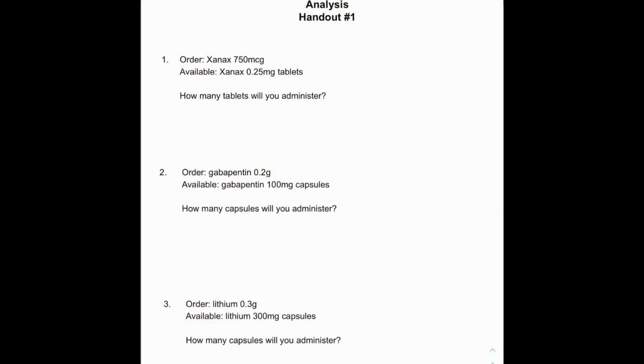Hey everybody, so we are going to do some dosage calculation using dimensional analysis. This is the first one out of a series of 4 that I'm going to do.